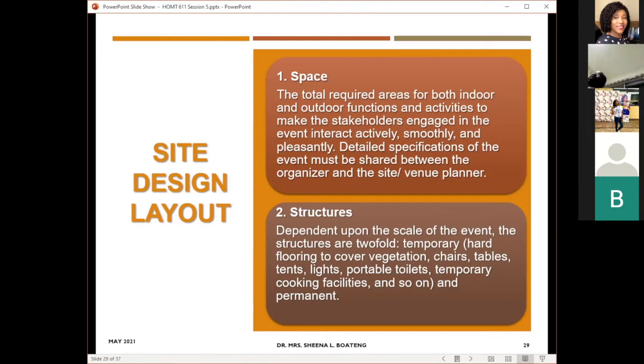So in terms of temporary structures, we can talk about the flooring to cover vegetation. Some people will not like to see the green grass as part of their event, so they will cover the whole place, sometimes with these monogram, is it plastic? Usually in events, right? They have these plastic covers with the monogram of the couple that they put on the floor. Have you seen that thing before? They usually do it when they set up the dance floor at weddings. Have you seen one before?